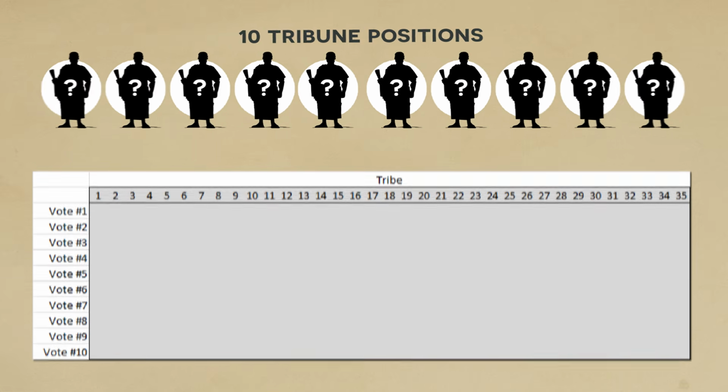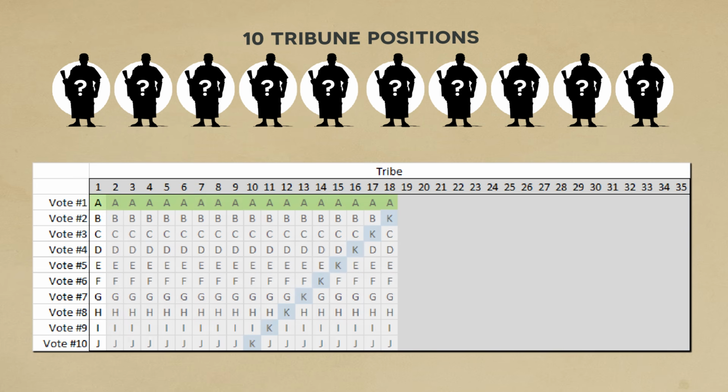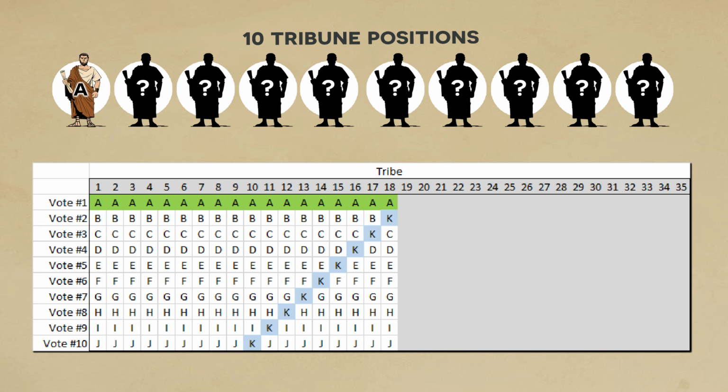Let's say that the 35 tribes have been called to elect 10 tribunes. Each tribe votes for their preferred 10 candidates. For our purposes, let's assume that the first 18 tribes follow a similar voting pattern. By the 18th tribal vote, candidate A has been declared a winner, while candidates B through J are shy of winning by a single vote due to candidate K getting votes here and there.